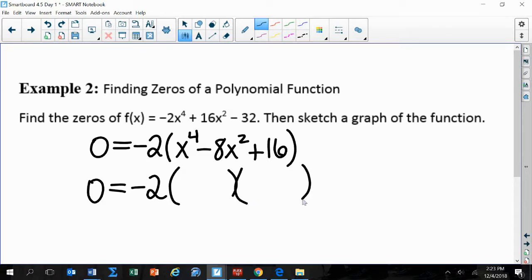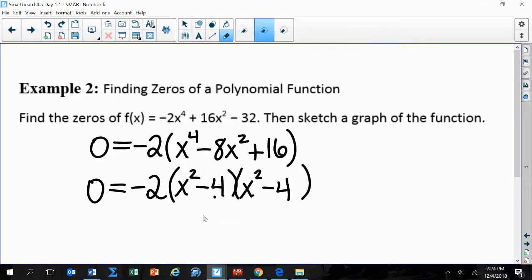What times what is going to give me x to the 4th? x squared times x squared gives me x to the 4th. Can you think of any numbers that multiply to give me 16, but add to give me negative 8? Negative 4 and negative 4. Let's just make sure that works. My outers here would be negative 4x squared, and my inners would be negative 4x squared. Doesn't that give me a negative 8x squared? It does, that works.